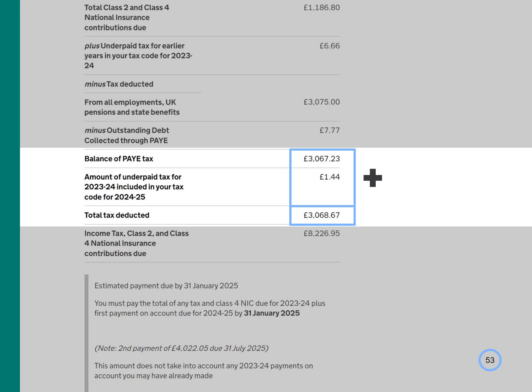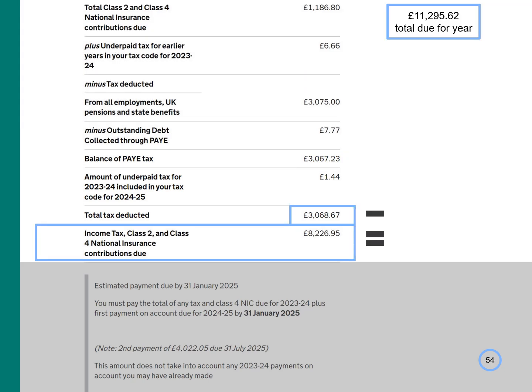This leaves your total tax deducted. In our example, £3,068.67. This is taken off the total due for the year that I showed you earlier. That's £11,295.62 minus £3,068.67, which leaves a balance of income tax, Class 2 and Class 4 national insurance due of £8,226.95.